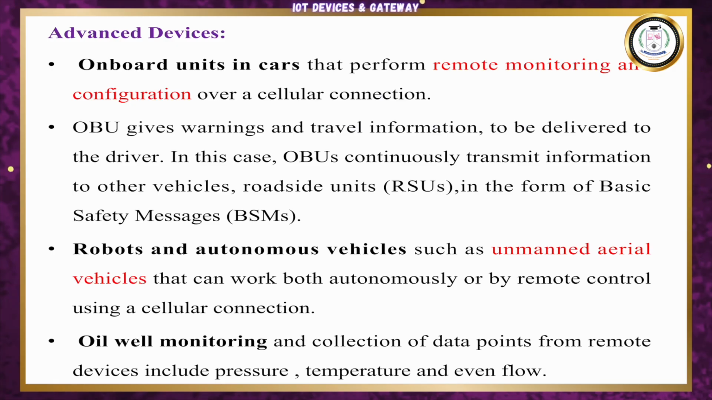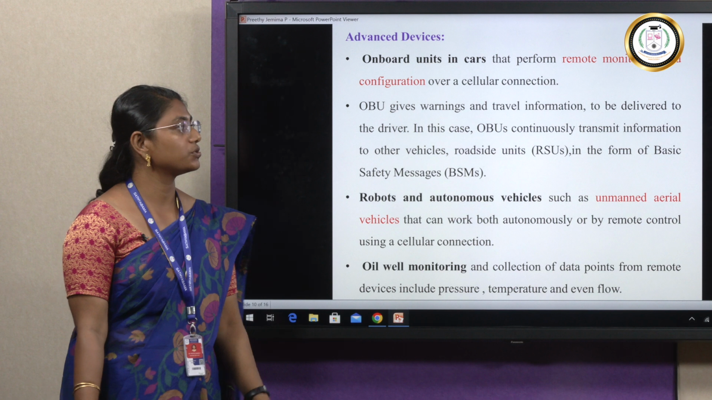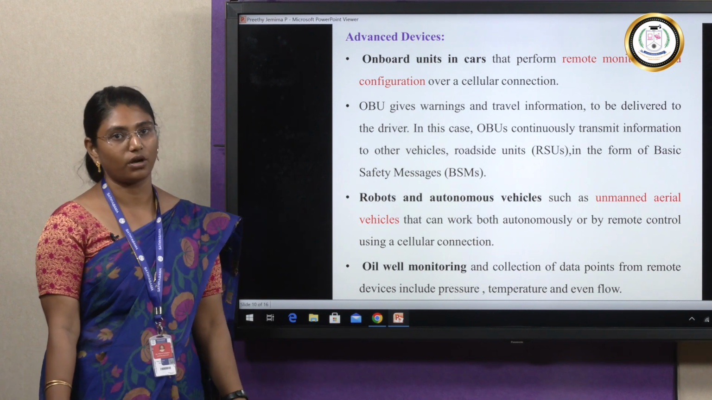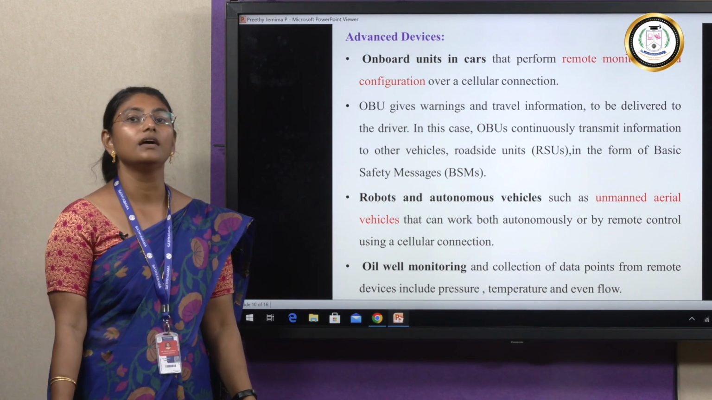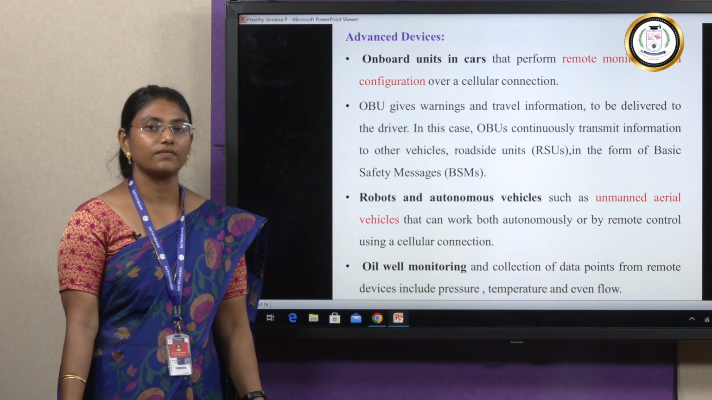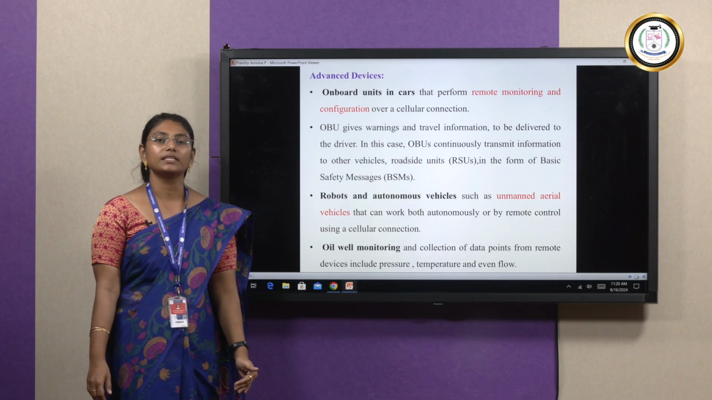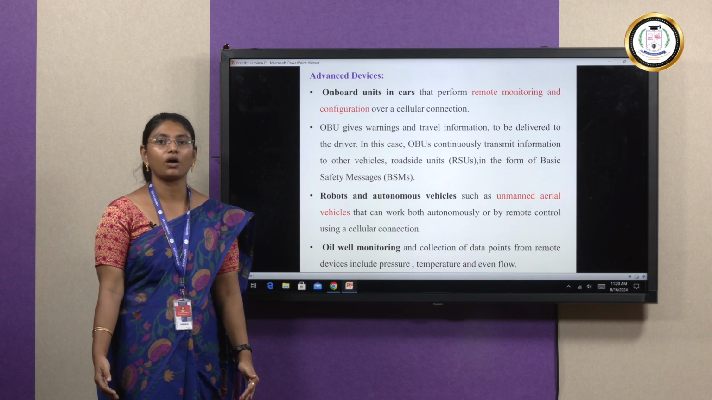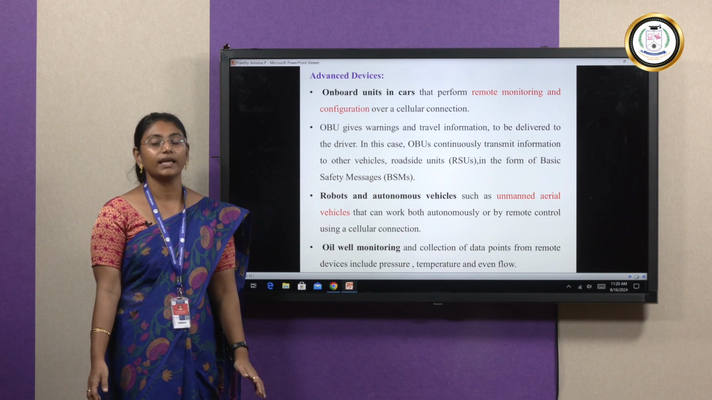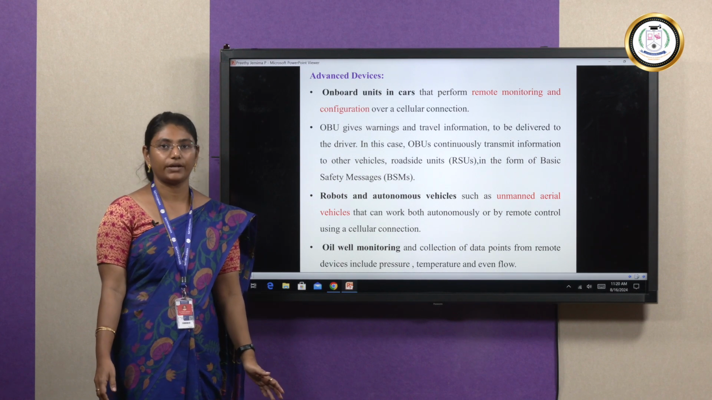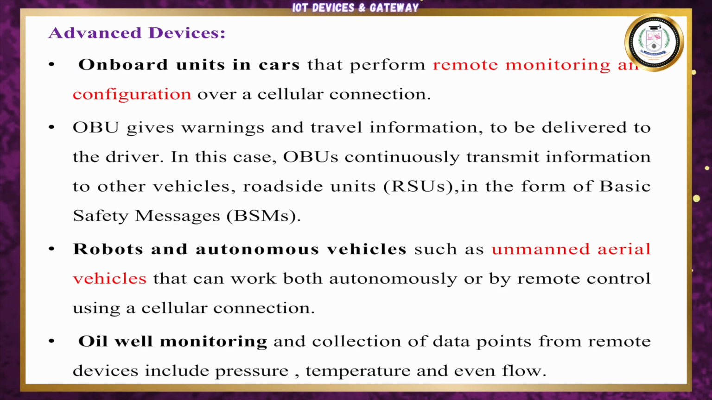So, next is the advanced units. Here come the OBUs. OBUs are onboard units in the car, used for remote monitoring and configuration. They also give drivers travel information. Suppose n number of pieces of information come along with the OBUs, it can be shared with the roadside units, the RSU. These types of messages can also be considered basic safety messages.